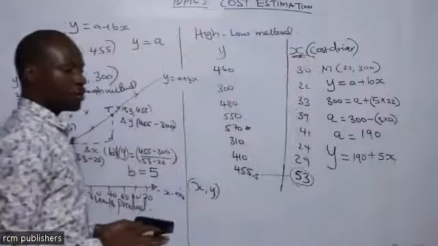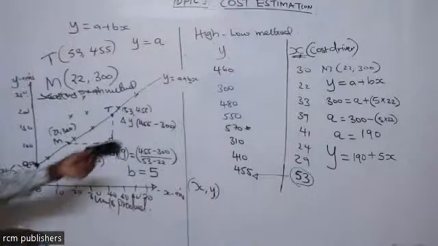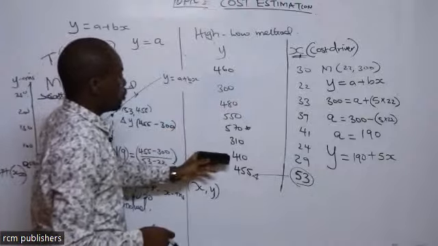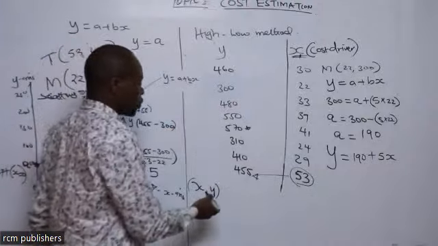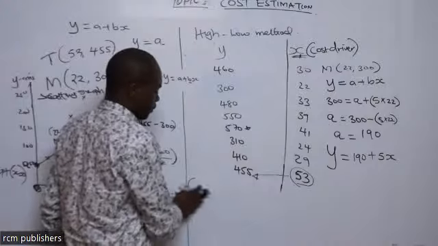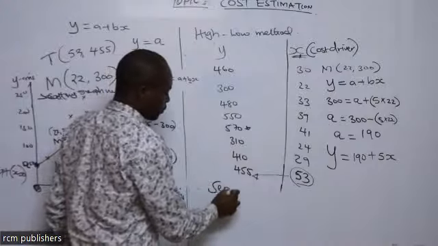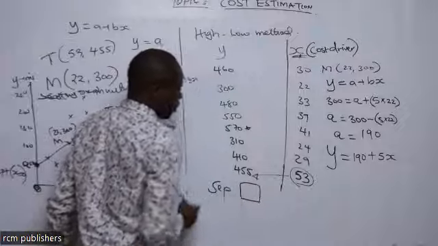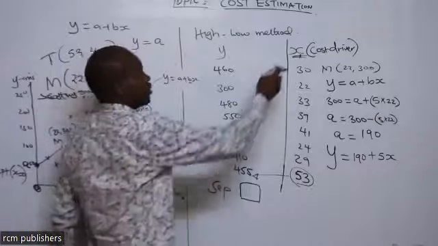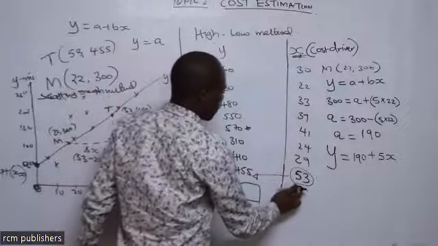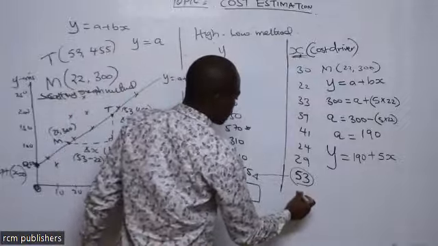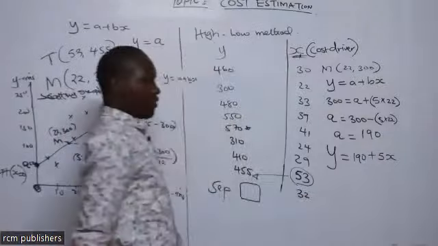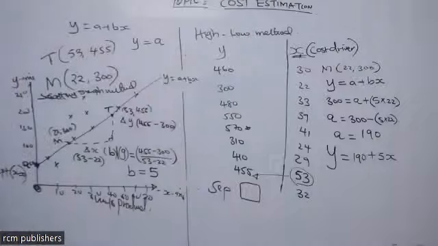We've created our cost function. So if this was for the month of January, February, March, April, May, June, July, August, then you are being told that in the month of September, we do not know the cost. The only thing we know is that the units produced in that particular month was 32. Are you able to give these people the total production cost?